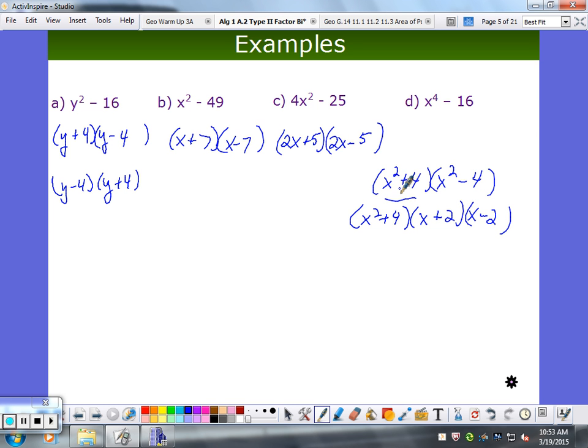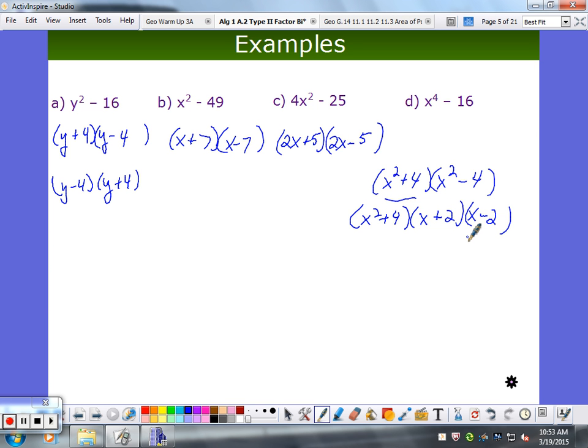This one is not a minus. My pattern is perfect square minus perfect square. This, I don't have it. This can't be factored actually. But this can. So when you are factoring, that's a rule. You factor till you can't factor anymore. Just keep going. Now these are all prime polynomials.